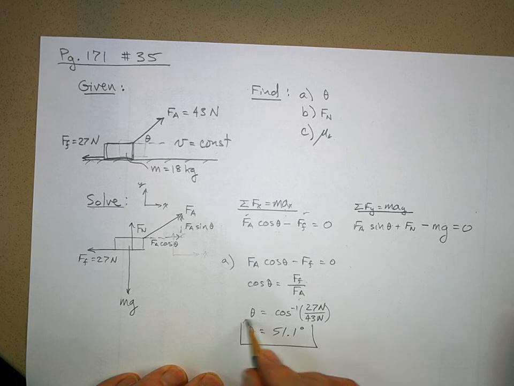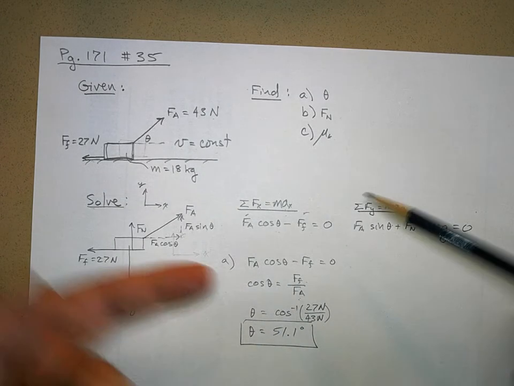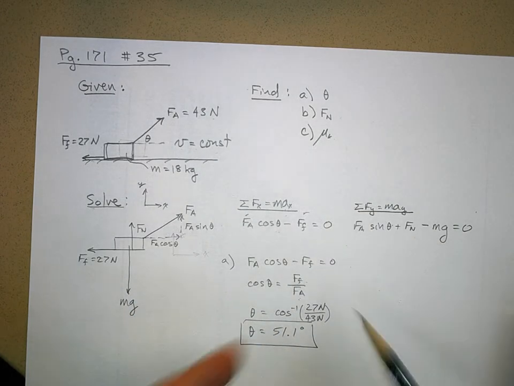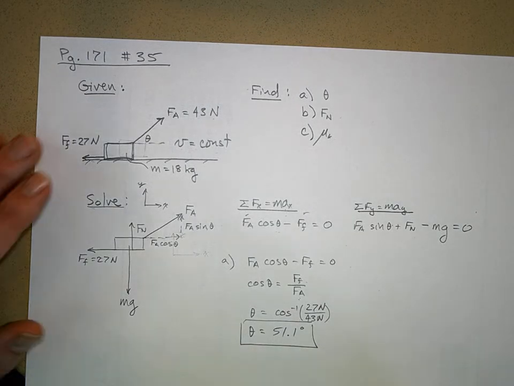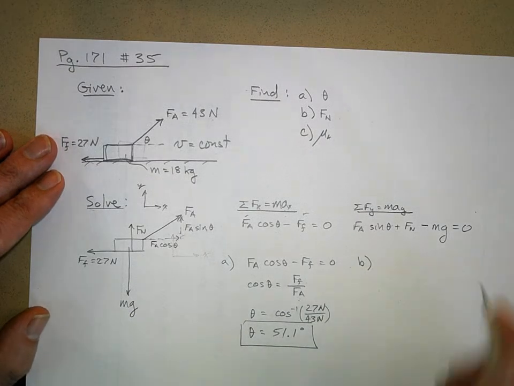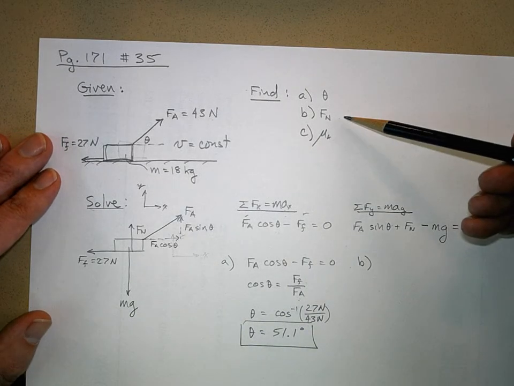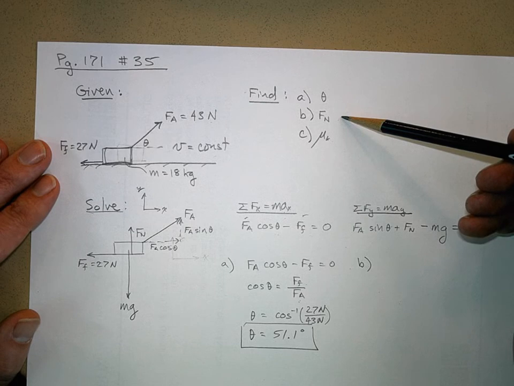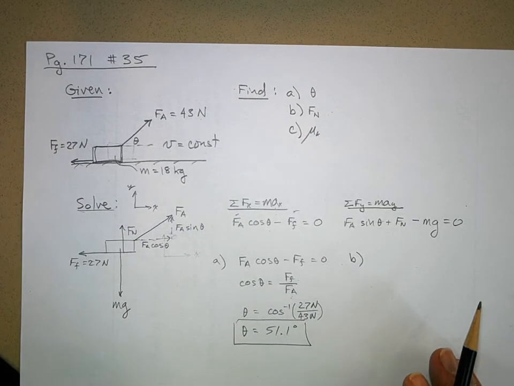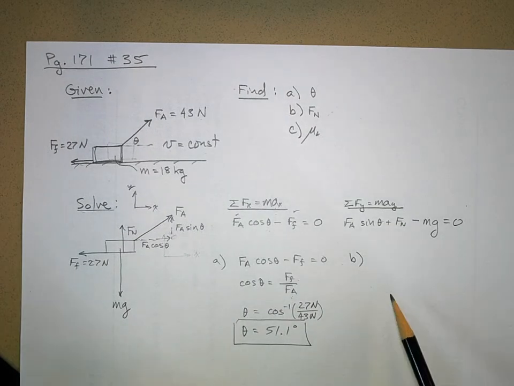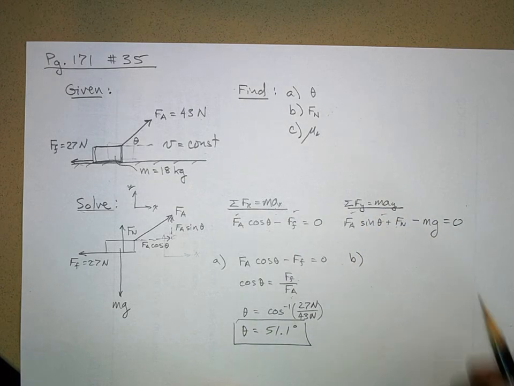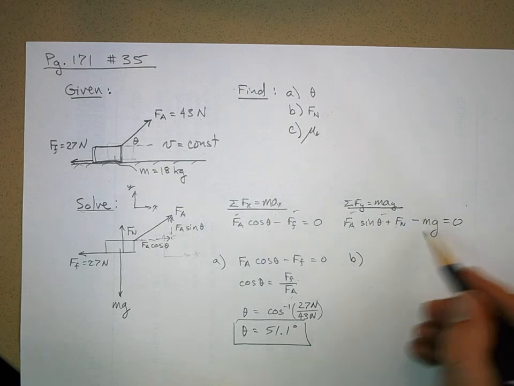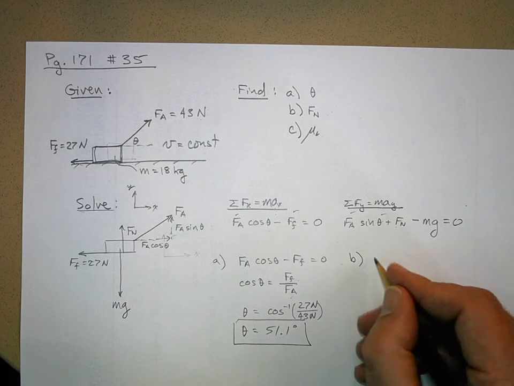So this is really step 5 of the procedure, right? You set up your equations like this, and now you just solve for the unknown with the equations that you derived from the free body diagram. Now for part B, I'm trying to find the normal force, and that's all in the y direction here. Now I know theta, so there's only one unknown here, and that's the normal force. So we'll solve for it.